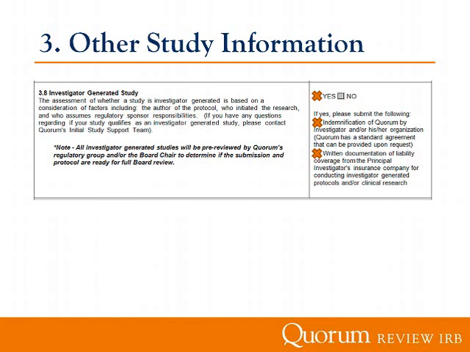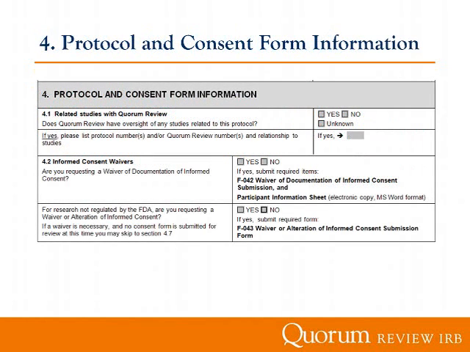Now, this could be a letter from your insurance carrier confirming the scope of the professional liability, or a copy of your policy's definition of professional services and exclusions. Quorum's regulatory attorneys will review your documentation, and we will inform you if it is sufficient. Section 4 of the CSQ covers the protocol and consent form information.